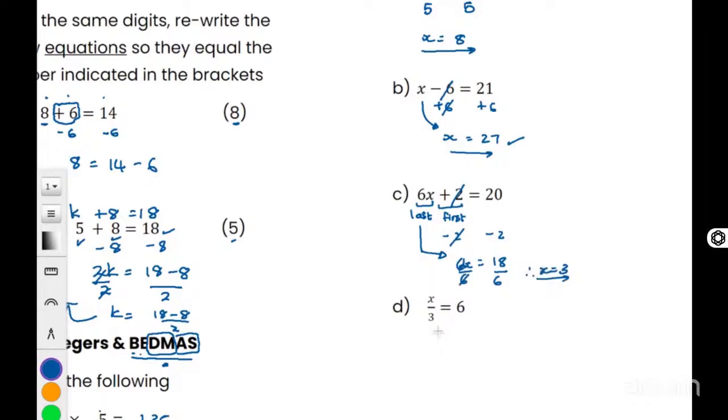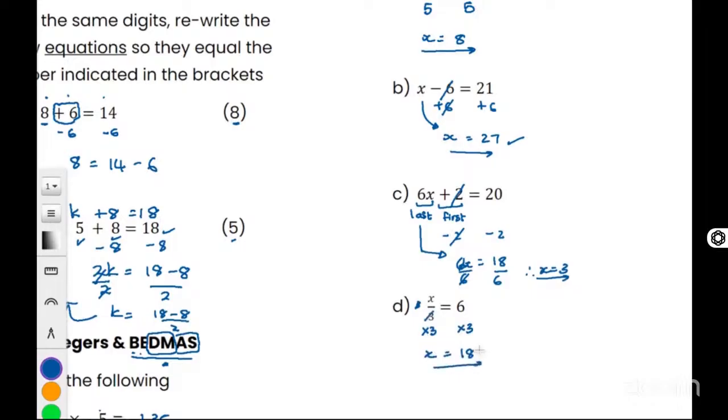The next one, we multiply by 3 on both sides. Because this is a third, it'll cancel out with the 3 like that, which will leave me with x. 6 times 3 is 18, and then we are done with those.